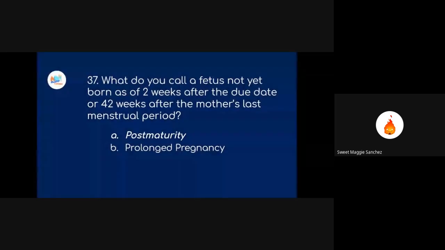Okay. Question 37. What do you call a fetus not yet born as of 2 weeks after the due date or 42 weeks after the mother's last menstrual period? So the correct term is post maturity. Not prolonged pregnancy, a trick term yan. It's beyond the mature date.